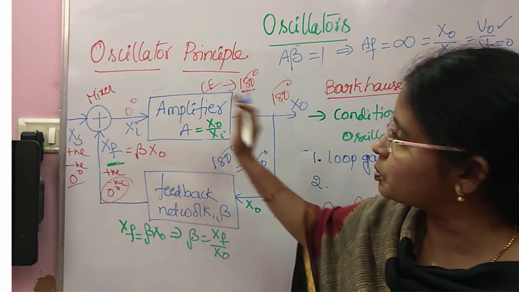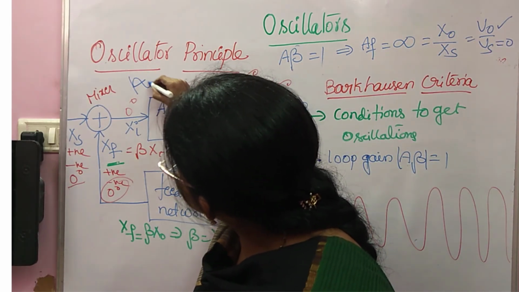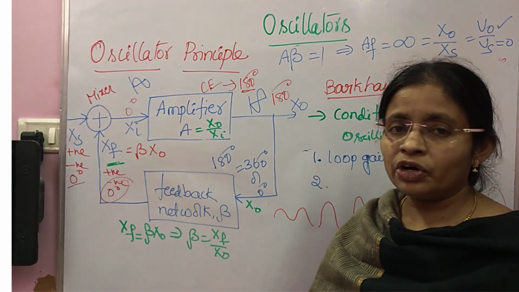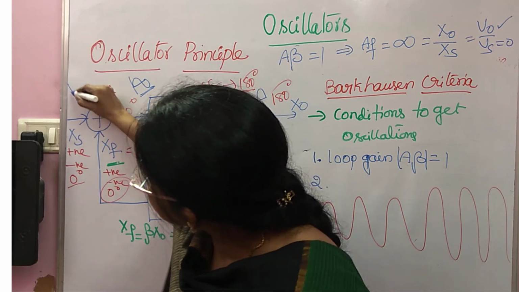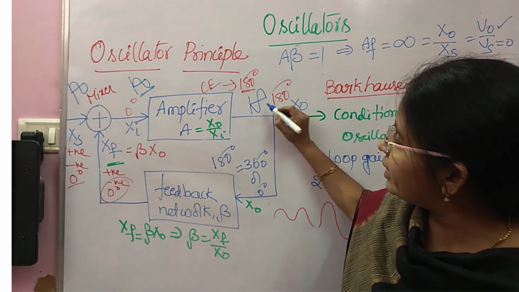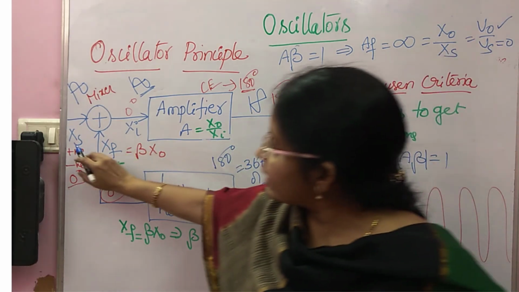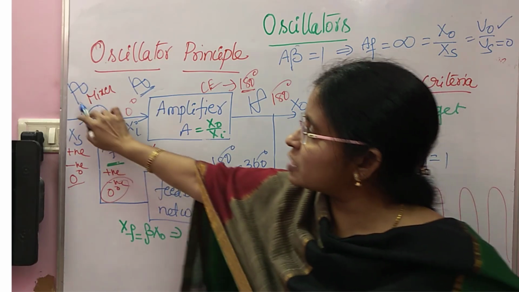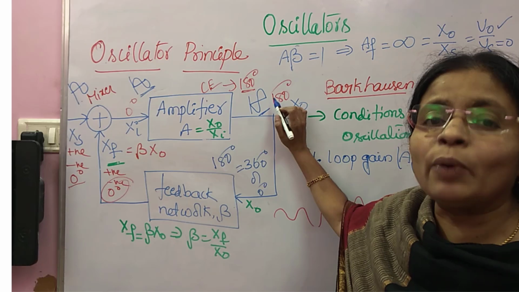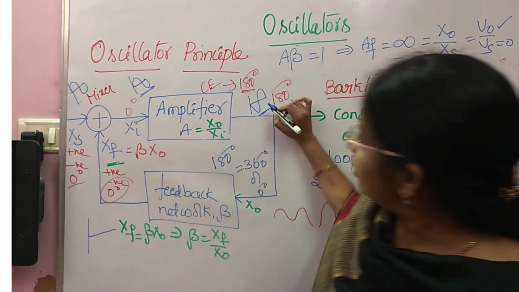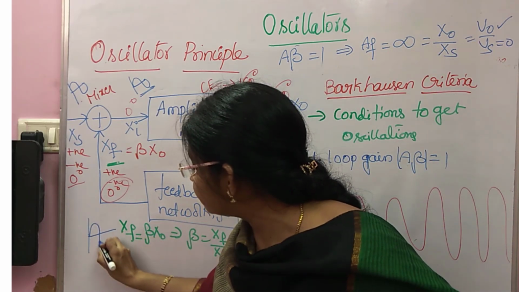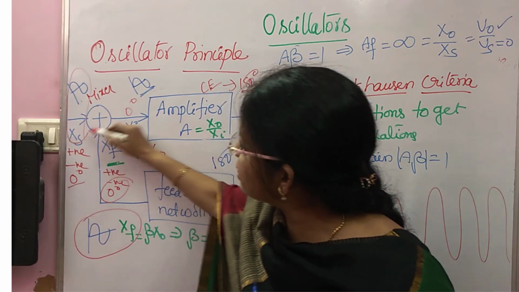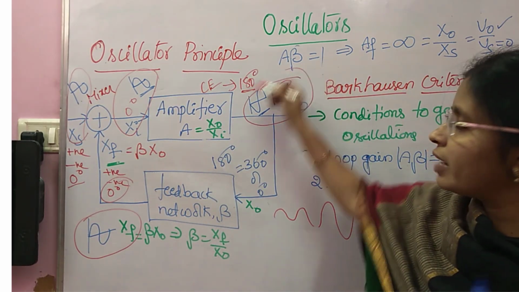Clear? Otherwise I will explain through waveforms. Suppose Xi is like this. As the amplifier gives 180 degree phase shift, X0 is like this. Xi is like this, which means Xs is like this. But here X0 is with 180 phase. Xs and Xf must be with the same phase, so the Xf signal must be like this. This should be rotated by another 180. So rotate this signal by 180, and you will get this. Totally, this is your Xf, this is your Xs, this is your Xi, and this is your X0.